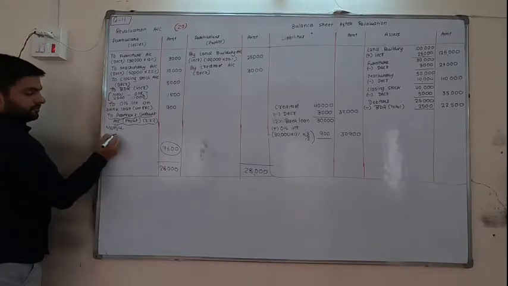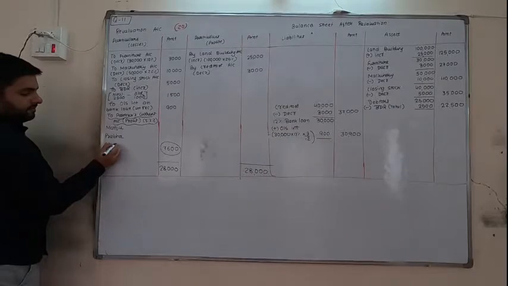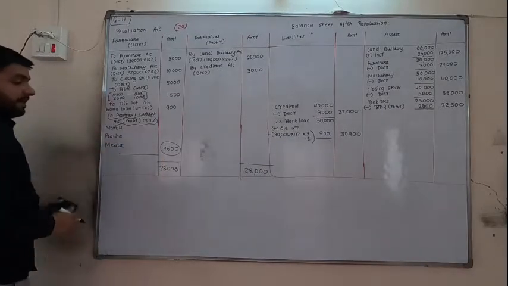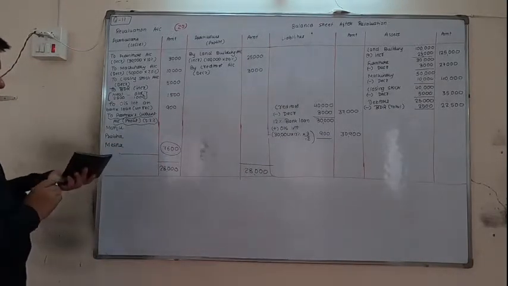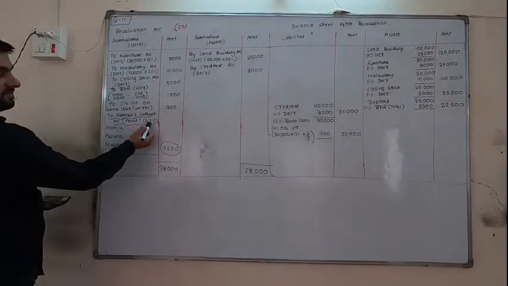Manju, Prabha, Meena. How to distribute 7,600? Divide by 5 plus 3, 8 plus 2, 10.